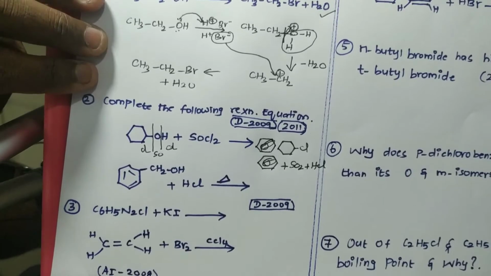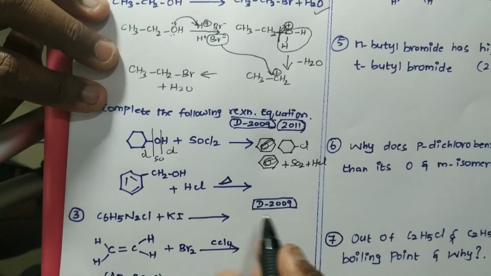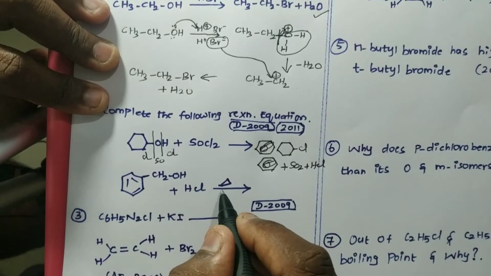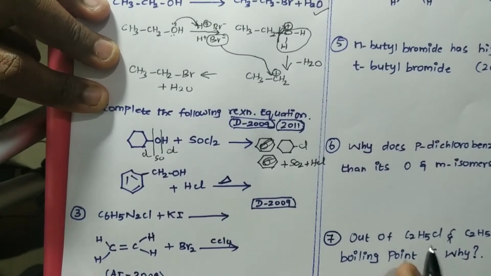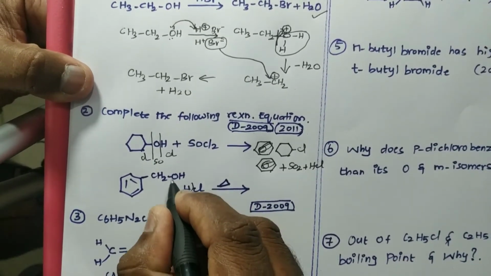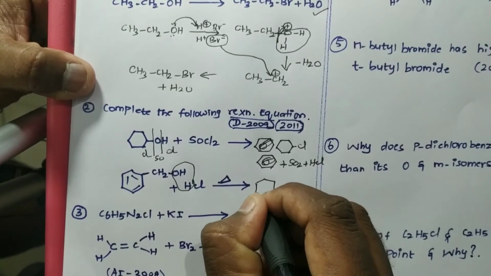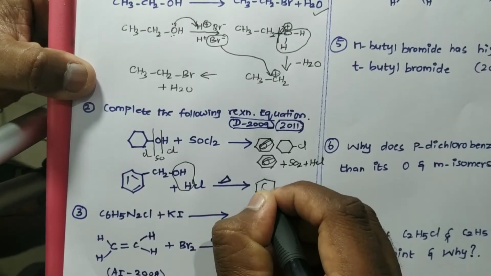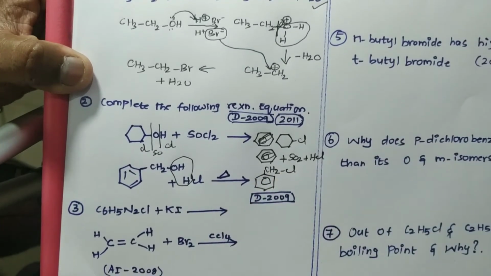And what about the second one? This was also asked in the year 2009. Here heat is generated. If heat is applied, the water molecule gets eliminated. That's a general trend we have to follow. So here the water is getting eliminated and I get the product like this, CH2Cl. I get the product like this.